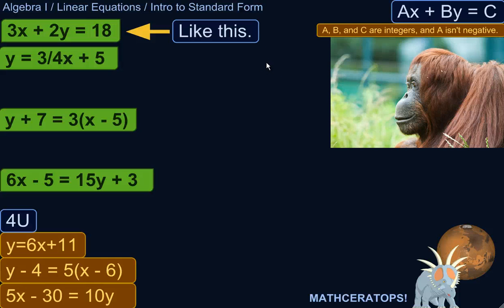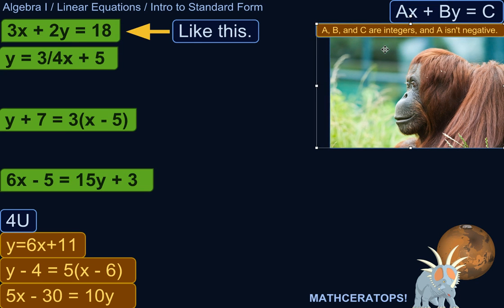All right, let's practice writing linear equations in the standard form. And you know what? When I was in school, I thought the standard form was weird, and I just wanted to use slope-intercept. But standard is pretty cool. For one thing, sometimes you can't write equations in the slope-intercept form.